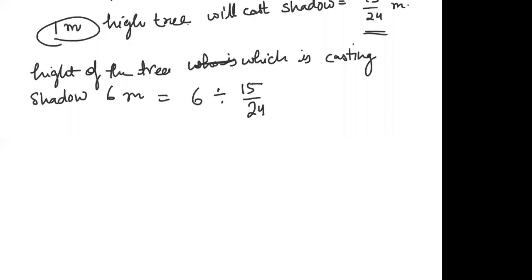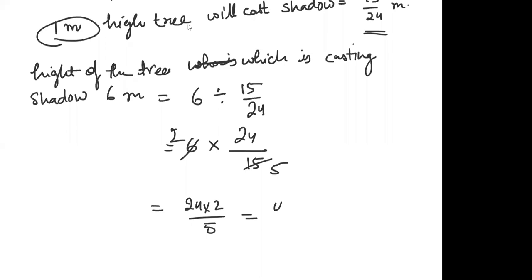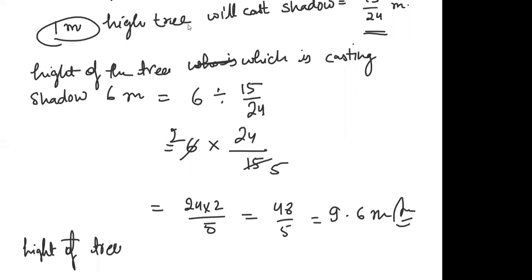So write 6 into 24 upon 15. Okay, so 3 twos are 6, 3 fives are 15. So 24 into 2 upon 5, 48 upon 5. 5 nines are 45, 3 carry, 5 sixes are 30, plus 3 is 33... so 9.6 meters. This is the answer. So height of the tree is 9.6 meters. Okay.